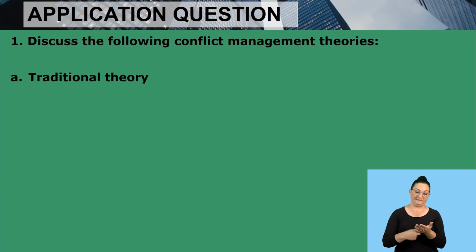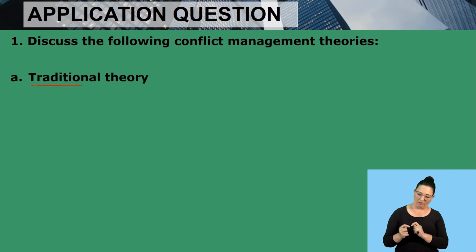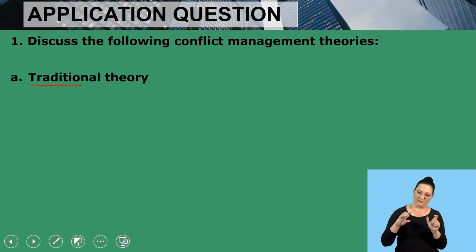Discuss the following conflict management theories. We'll start off with a traditional theory. So you're told that there is a traditional theory that you need to explain. So what does it mean, a traditional theory? I'm sure by now you know traditional theory. What is it? All right.